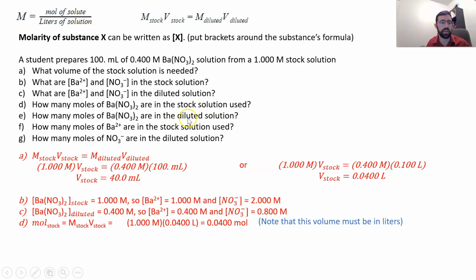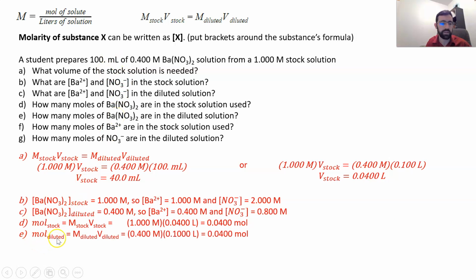That's part E. Well, we're going to do the same thing, but we're going to use the diluted values. So that would be 0.400 times 100 milliliters of the diluted solution. So when you do that, you end up with 0.0400 moles. Again, this is the same answer.